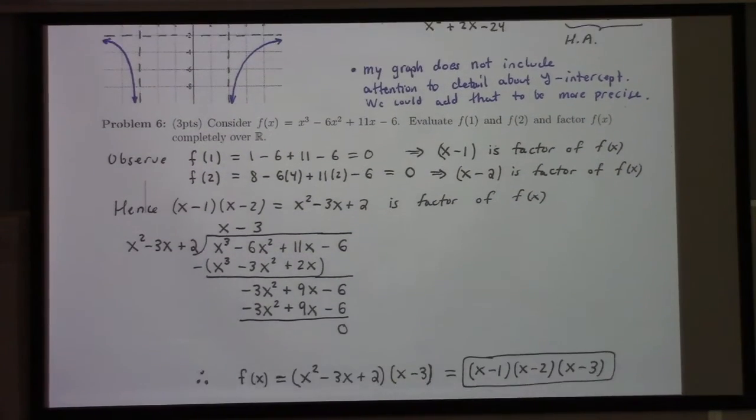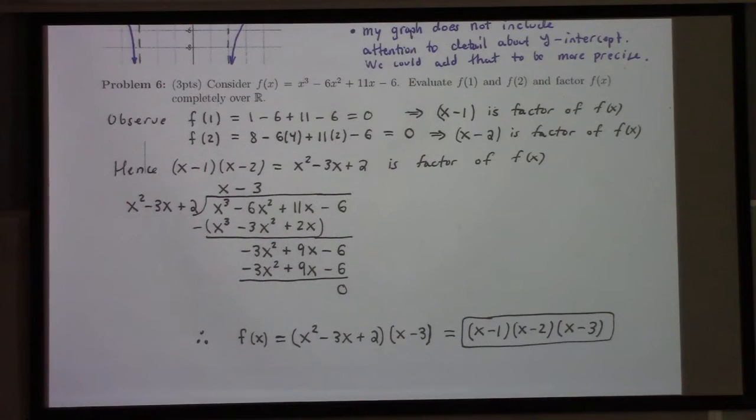Problem 6. Okay, so here I give you a hint, which is to evaluate. What does evaluate mean? Plug in, right? So plug in 1, plug in 2, see what happens. What happens? Plug in 1, we get 1 minus 6 plus 11 minus 6, which is otherwise known as 12 minus 12, which is 0. The other one, I plug in 2, I get 8.